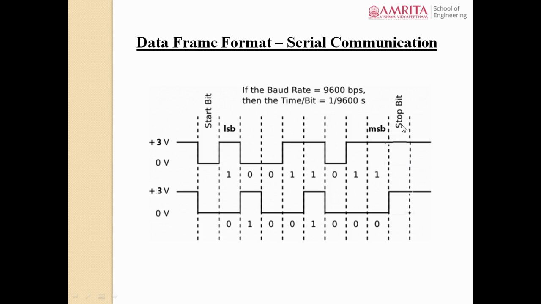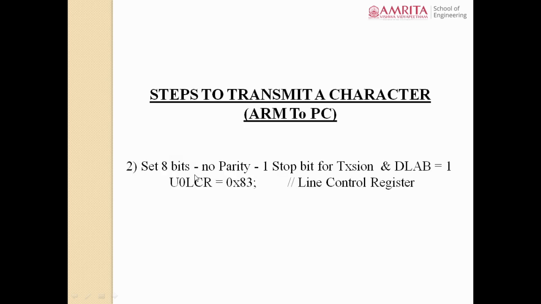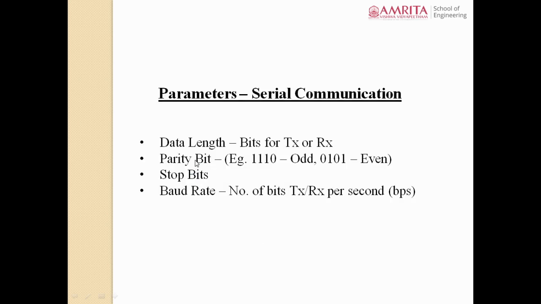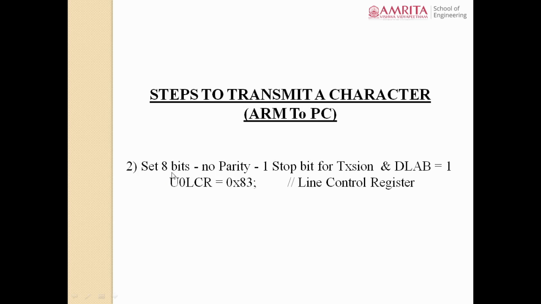I told you that you can have 1 stop bit or 2 stop bits. If you have 2 stop bits in a particular data frame, you will have 11 bits. Otherwise, by default, you will have only 10 bits in a particular data frame format. So in step number 2, you are configuring these parameters: the data length, parity bit and stop bit, and in the next step we will be configuring the baud rate. Here in step number 2, you are configuring the data length, and whether you are having a parity or stop bit. So how will you configure that?